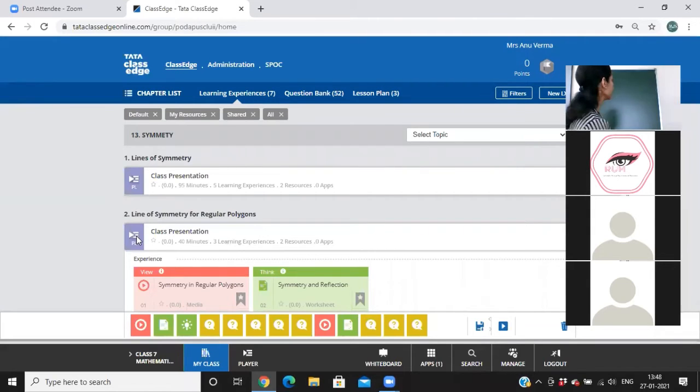A regular polygon, I would say, is a closed figure made up of line segments whose sides as well as all the angles are equal. All the sides and all the angles are equal. So it is nothing but a closed shape made up of line segments, but whose angles and all the sides are equal. Can you give me an example of a regular polygon?